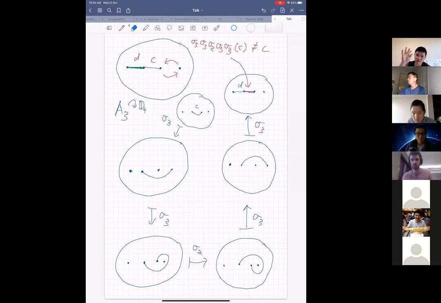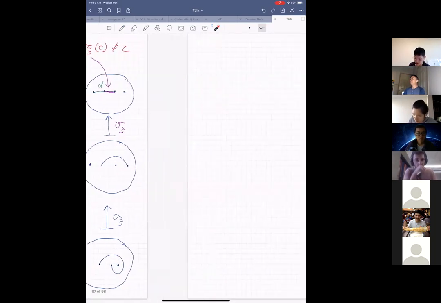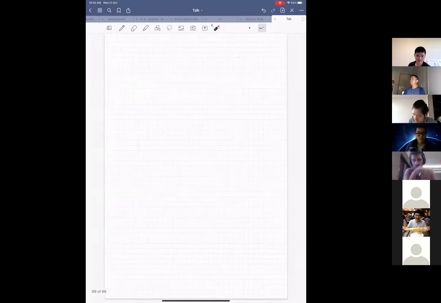But topologically, C is the same if you do this. But this is not a trivial braid, right? This is not the identity. So we want to distinguish these two using intersection number. Now we introduce a bigraded intersection number.